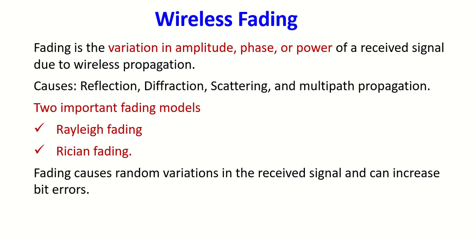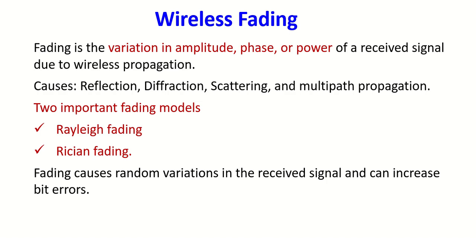Similarly, in wireless communication, when the signal travels from the transmitter to the receiver, the signal strength gets weakened. Why? Because there are several obstacles present in between the transmitter and the receiver, which makes the signal strength get weakened. So this is said to be fading in wireless communication. So fading is the variation in the amplitude, phase or power of the received signal, which is caused by reflection, diffraction, scattering and multipath propagation of the signal.